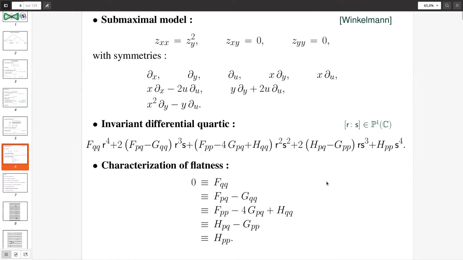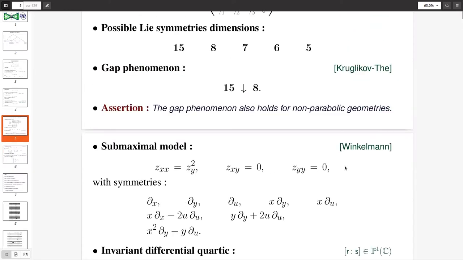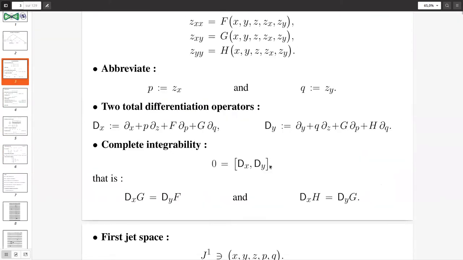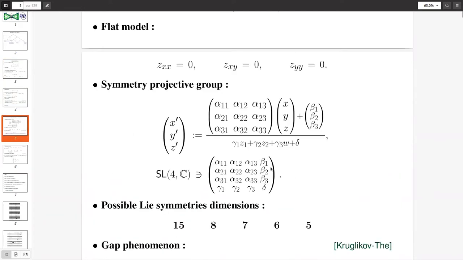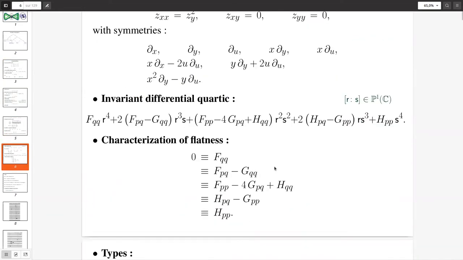And this is what I want to discuss today in the context of the power series method of equivalence instead of Cartan's method of equivalence. I borrow this from the paper of Dubrov, Medvedev, and The. This is a quartic with r, s in P1 of C, and the coefficients are partial derivatives of the functions F, G, H of the second order system from the beginning, that's all. So I don't want to enter further into the theory.